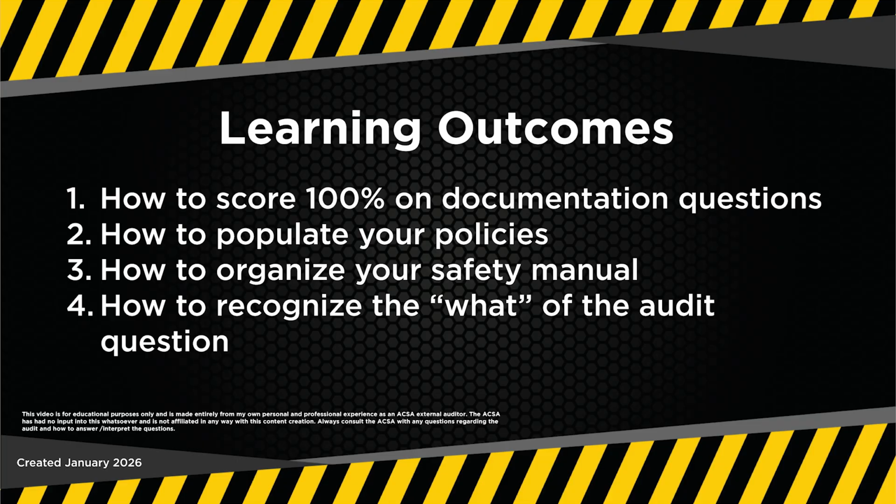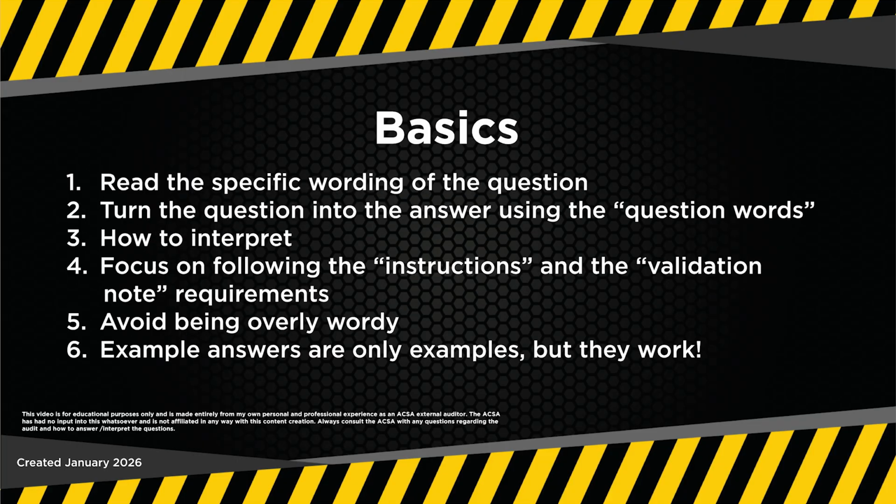So the basics for doing this type of audit are, number one, read the specific wording of the question. For example, there's a question that asks: are the responsibilities for all levels of employees written for inspections? A lot of times I look in manuals and I see the responsibilities for inspections listed for managers, supervisors, and workers, but there are no responsibilities for the senior manager level. So reading the specific wording of the question and recognizing that it's asking you to identify all levels is key.